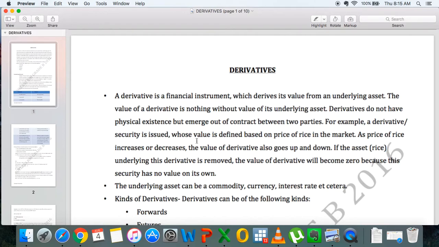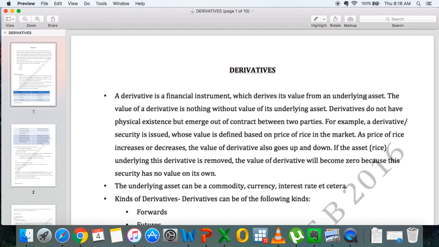Let's start with derivatives. First of all, what exactly is a derivative? As the statement goes, a derivative is a financial instrument which derives its value from an underlying asset. Let's take an example to understand this.